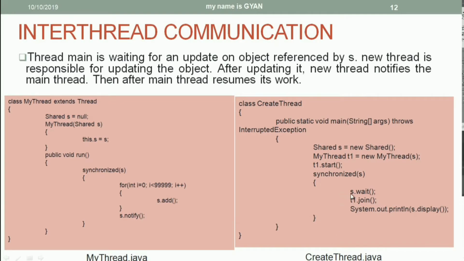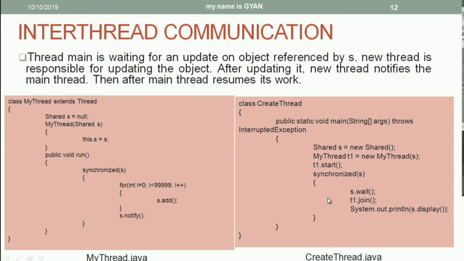Here in this case, the thread main, before calling the method wait, by using the reference variable s, got a lock on an object whose reference is stored in the reference variable s. After that, it calls the join method by using the reference variable t1. That's why in this case, the thread main is waiting for a notification from the new thread. And when the thread main goes to the waiting state, before that, it releases the lock on an object whose reference is stored in the reference variable s. So the lock on that object will be released with this statement.